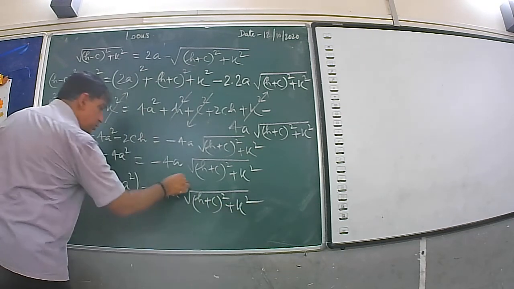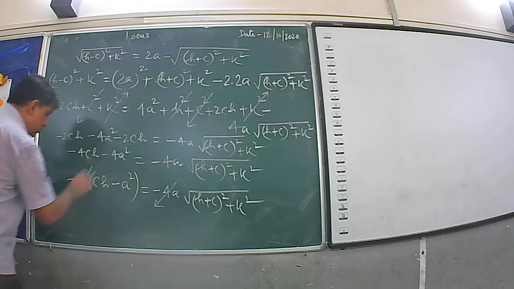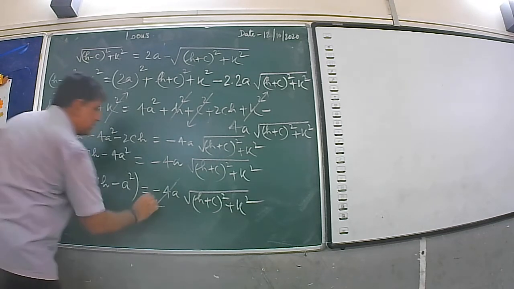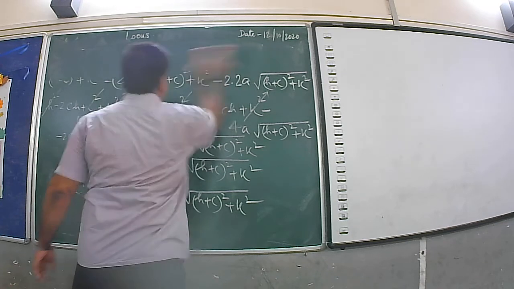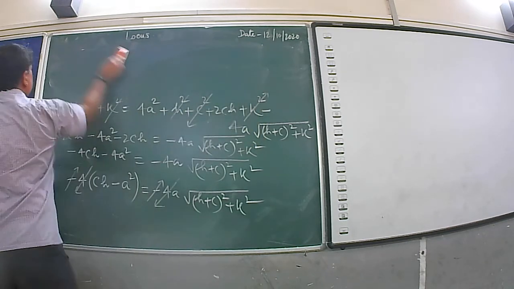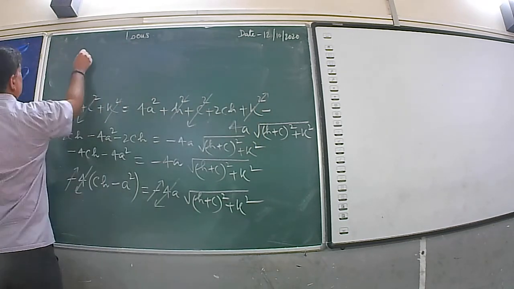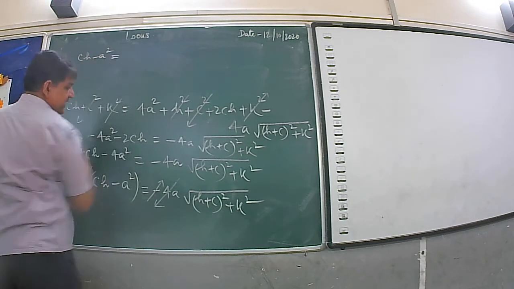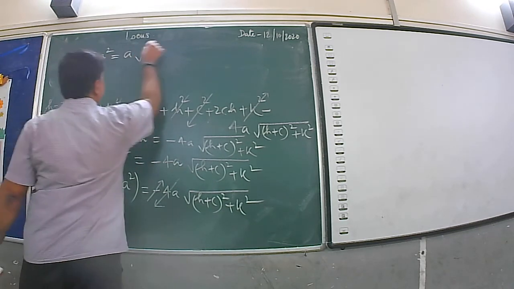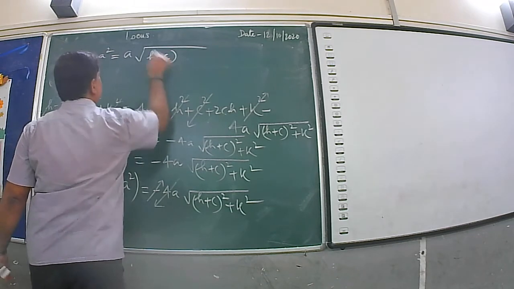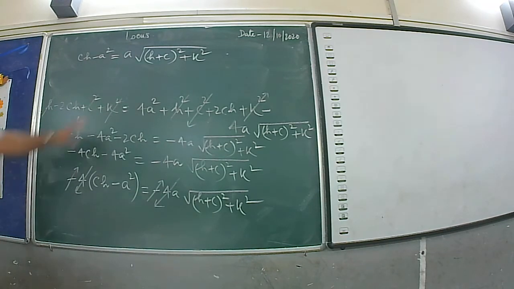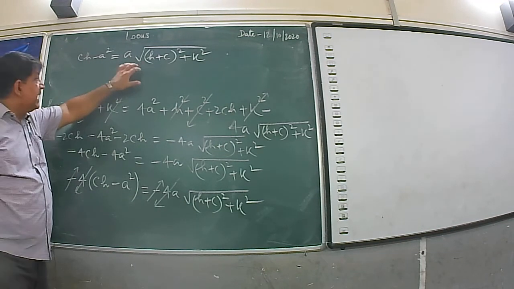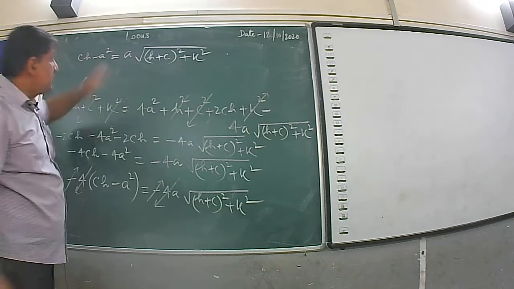Boys, once more you can cancel this 4 with 4 and this minus sign with minus sign. So what happens? We have ch plus a square. I am writing here that ch plus a square is equal to a root over (h plus c) whole square plus k square. So this result you will get. Now again we have a radical sign, so again we take the help of squaring. What will we get? You see here.